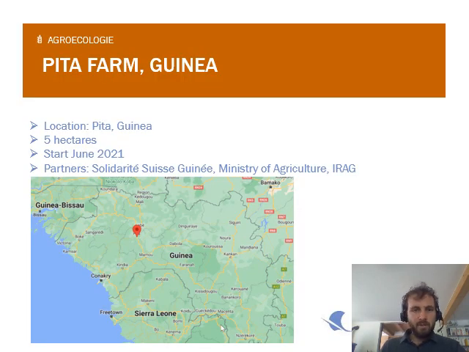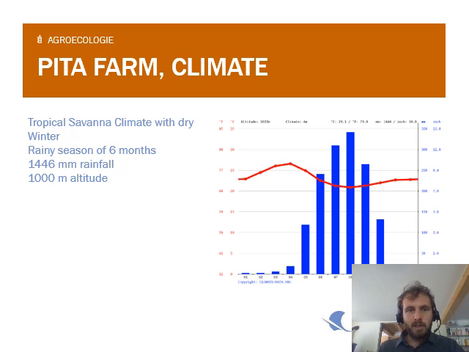Okay, then we have the farm in Pita. It's 5 hectares, and we started it in 2021. So we already saw a lot of picture of it. But it's a bit more humid as the two other ones.